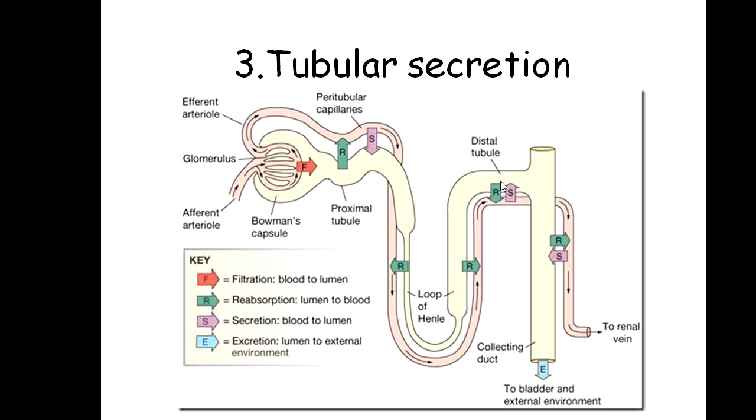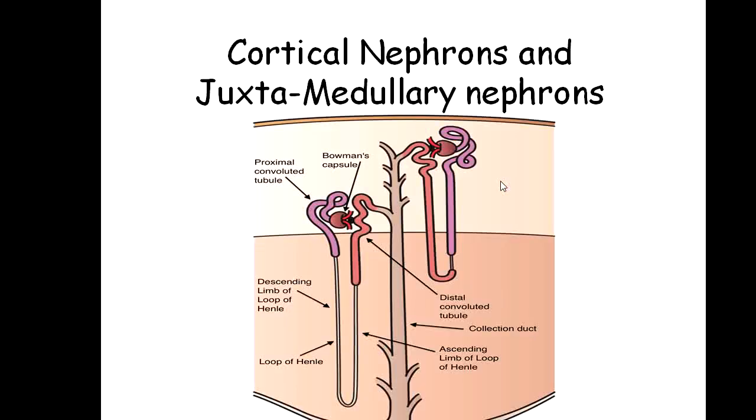Now coming towards the next step. Before that, you should focus on this one. There are two types of nephron inside the kidney. One is the cortical nephron and the other is the juxta-medullary nephron. This one is the cortical nephron.